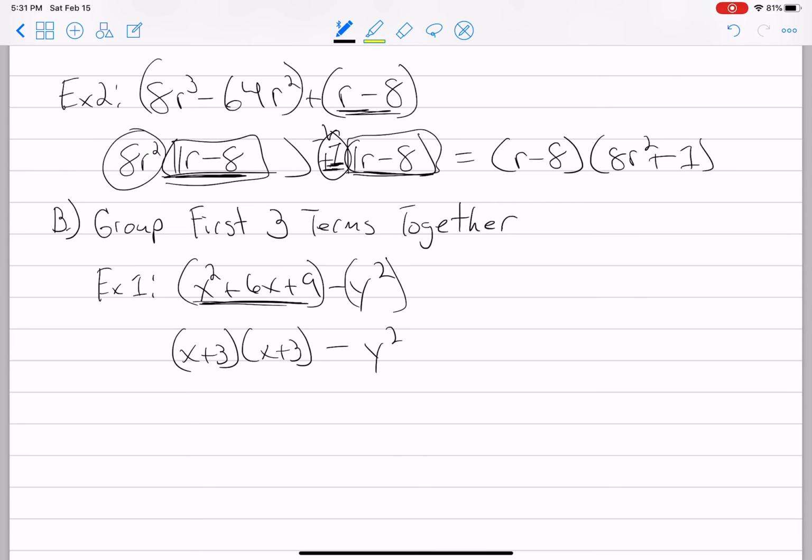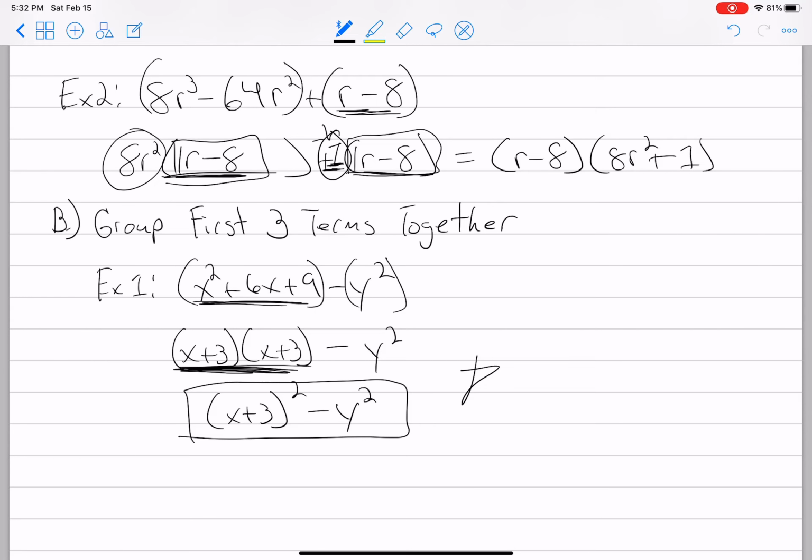Now here is the super, super important part. How could I write this in a different way? Well, that also means x plus 3 squared minus y squared. All right, and here's that special case. This, and you're going to put a star. Remember, this is a difference of two squares.